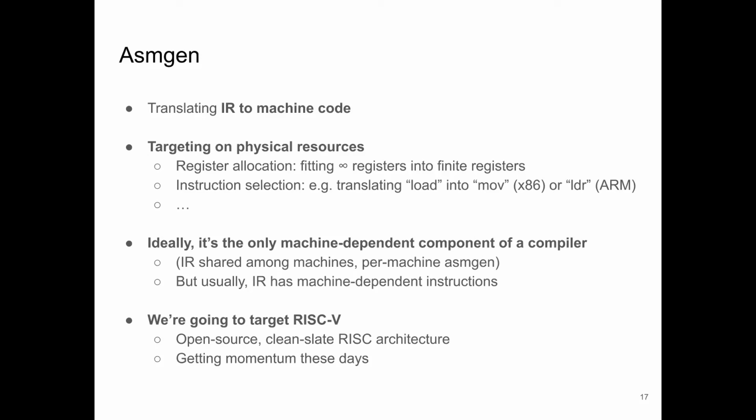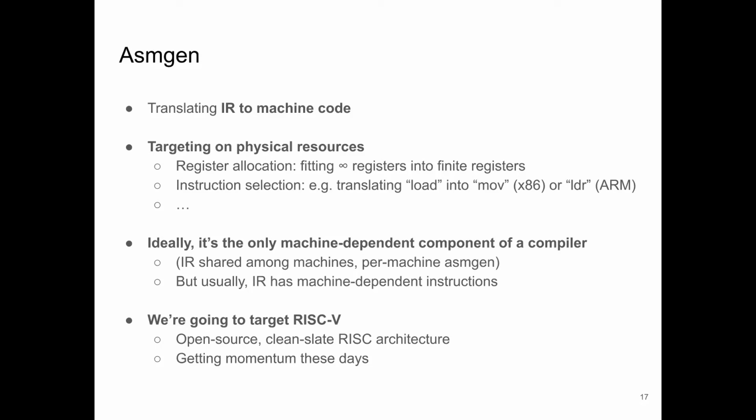Okay, suppose that we generate IR from the C source code and perform some optimizations. And now we have to translate IR into machine code, targeting physical resources. Machine code is aware of physical resources, for example, the arithmetic units, the size of the memory, the size of the registers, most importantly, or the type of instructions you can perform.